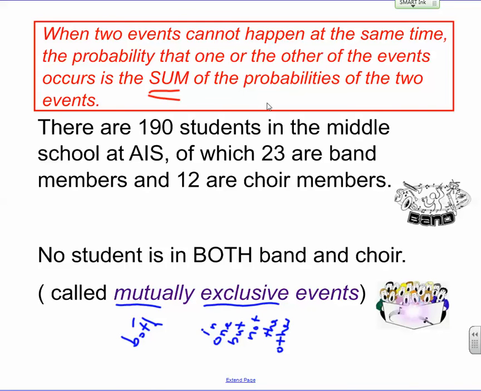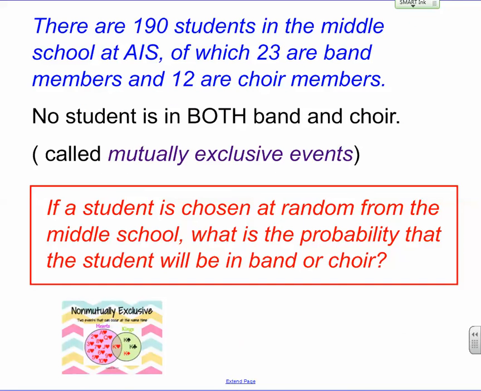And that's the probabilities of what we studied today. So if we have mutually exclusive events, then what we do is find the probability of each, and we just add them. And that's the probability that out of the entire class, if I'm going to choose a student at random from the entire middle school, what's the probability that a student will be in band or choir? So I've got 23 out of 190 in band and 12 out of 190 in choir.